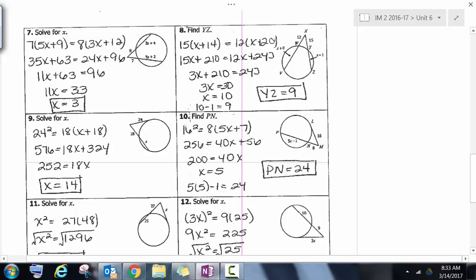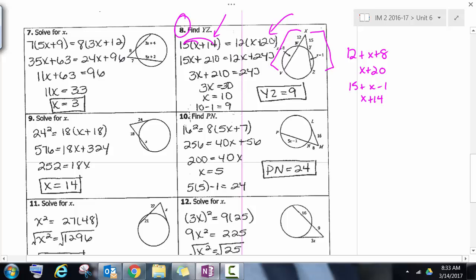Next one we're going to look at, number 8. Now we need to find YZ, not just what x is, but the segment YZ. So it's 12 times the whole thing, 12 plus x plus 8, which simplifies to x plus 20, and that's what we have here. We do the same thing on the other side. 15 times the whole thing, 15 plus x minus 1, which is x plus 14, and that's here.